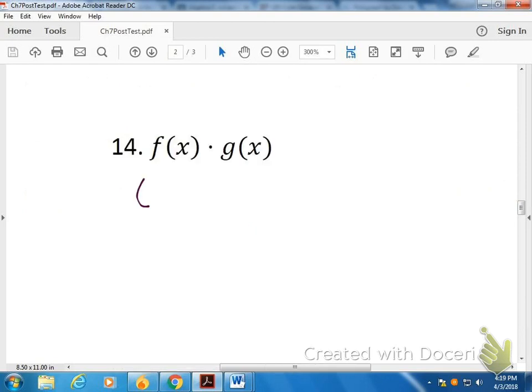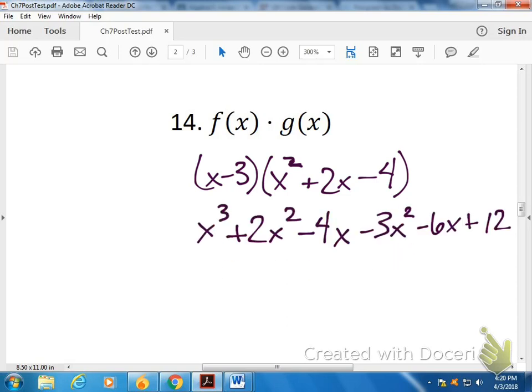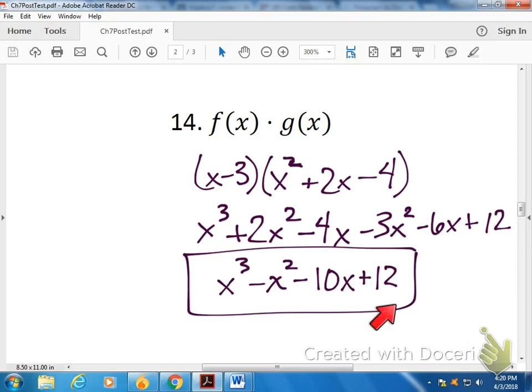So in this one, f of x is x minus 3, and we're going to have to completely distribute that into g's function. I can't remember the function right now. Should have been plus 2x minus 4. If you completely distribute, you end up getting x cubed, and so on, getting like terms together. This was technically the complete product.